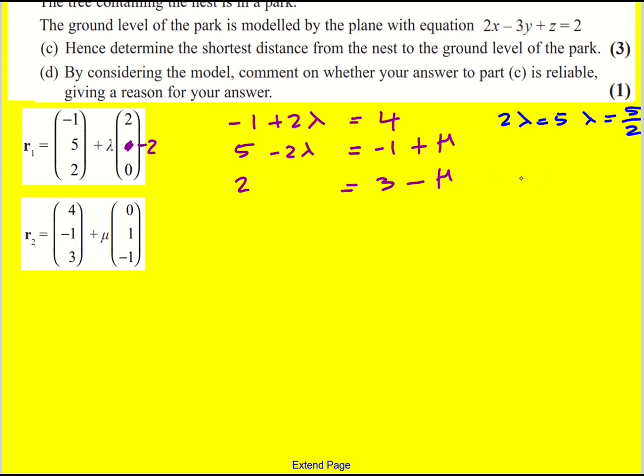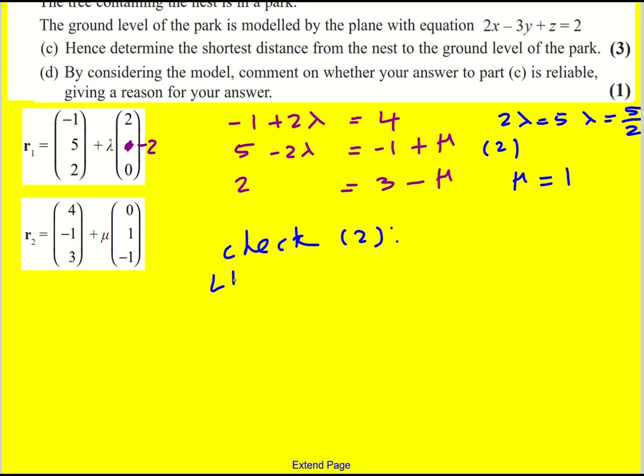And I'll take the third one. I can quickly see that mu is 1. And I'll just check the second one, which I'm just going to label 2, because I haven't shown that there's a common point yet. Because if I get a contradiction with the middle one, actually there's no solution. You can always solve these kind of simultaneous equations, the top and the bottom, but we just need to check the middle one is also consistent.